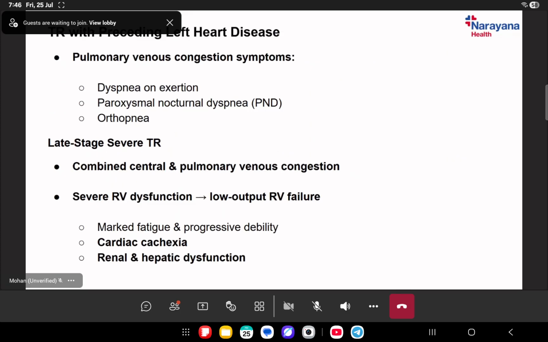TR with preceding left heart disease will be preceded by pulmonary venous congestion symptoms like dyspnea on exertion, PND, and arrhythmia. Late stage severe TR will have combined central and pulmonary venous congestion.